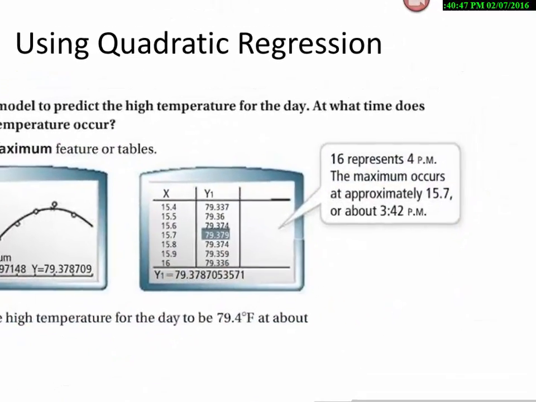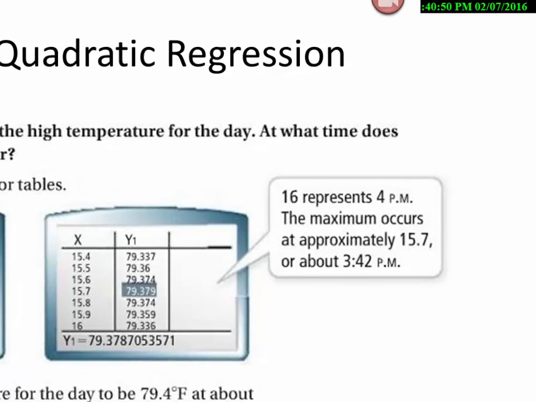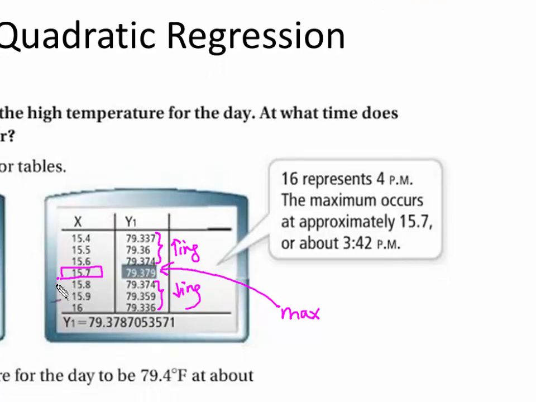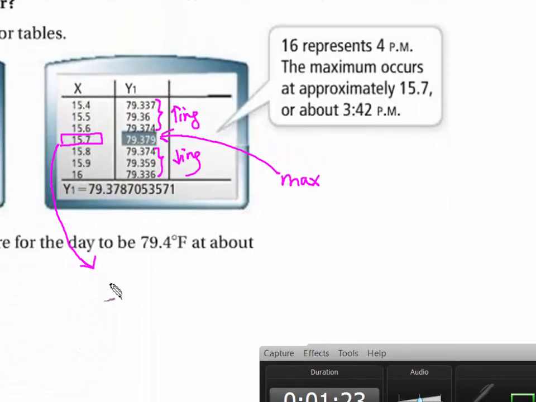You can also use the table functions to predict the high temperature for the day. By looking at the tables, you see y value is increasing up to 79.379. After that point, y is decreasing, and that's why this is the maximum value of y when x is 15.7. 15.7 is on a scale of 24 hours.